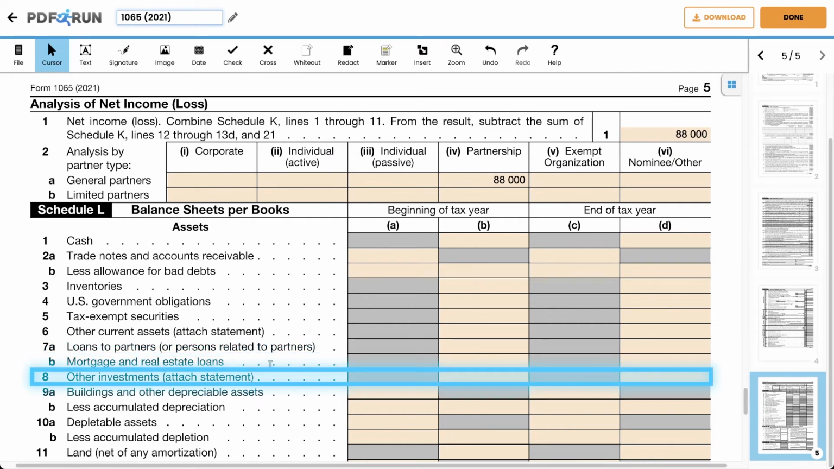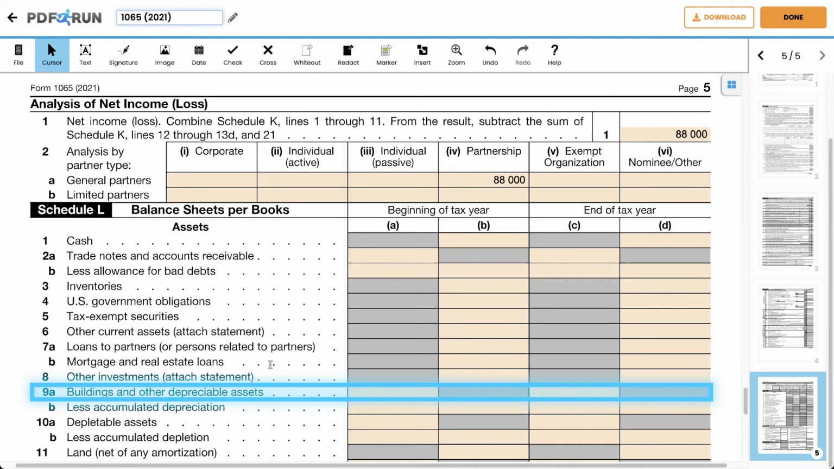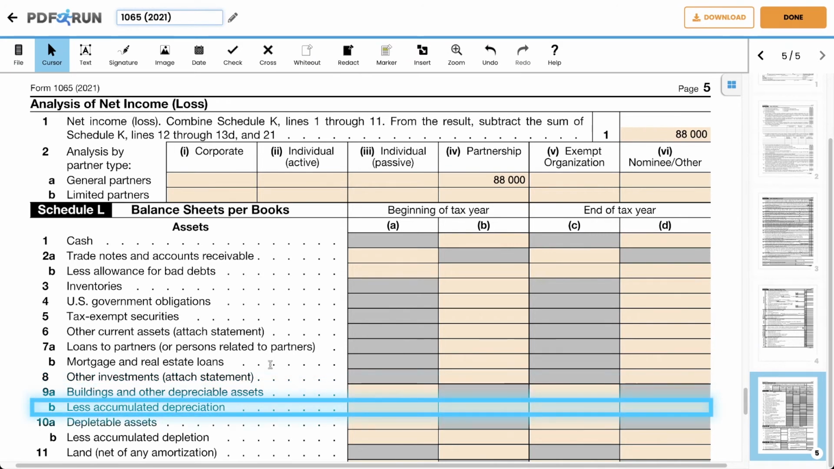Line 8, Other investments. Enter the balances of any other investments made and attach the relevant statements to this form. Line 9A, Buildings and other depreciable assets. Enter the balances of buildings and other depreciable assets. Line 9B, Less accumulated depreciation. Enter the balances of the amount of depreciation accumulated.